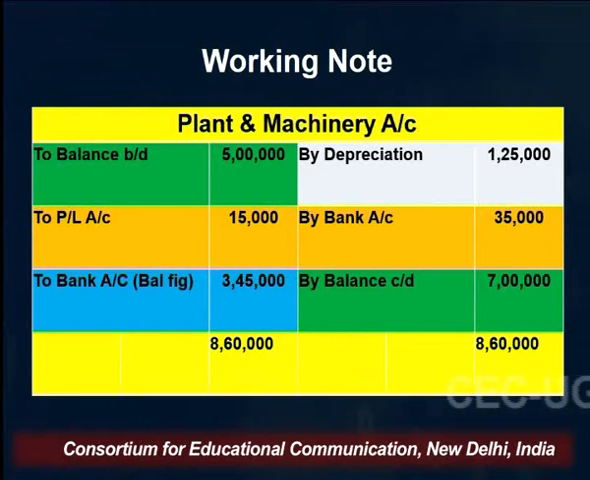So whatever information you have, first start putting it in your plant and machinery account. So I have shown here by depreciation 1,25,000. So the first additional information, that is adjustment, has been dealt with. It is always a good practice to start with the additional information. I have shown the amount of depreciation on the credit side. Then comes the second adjustment. So if the amount of depreciation is given, I have shown it here.